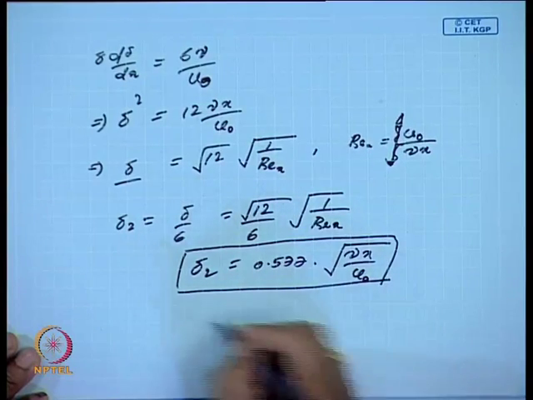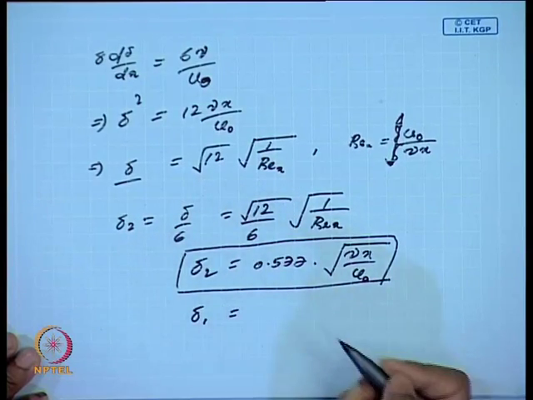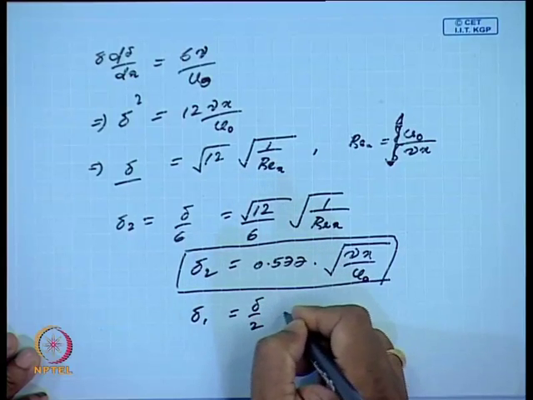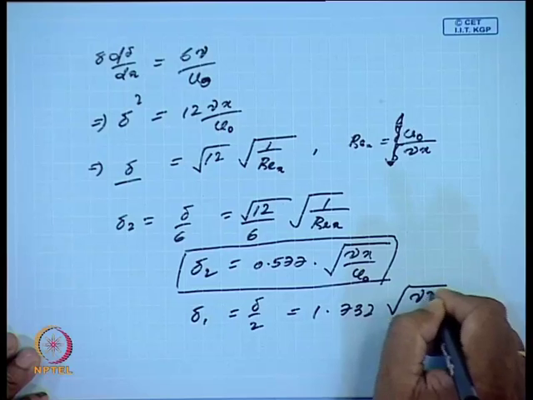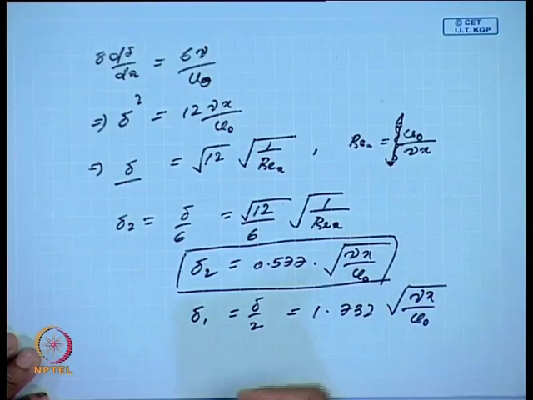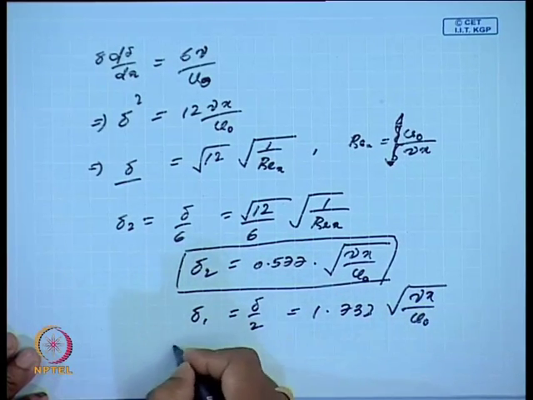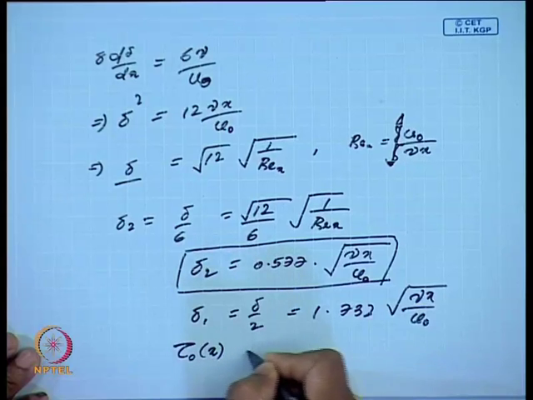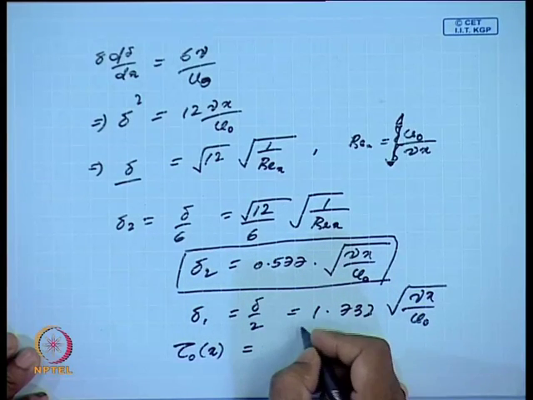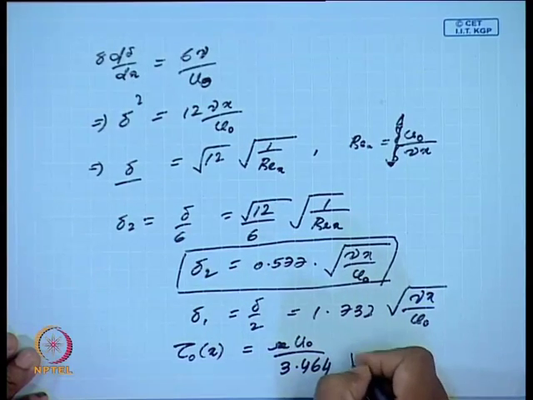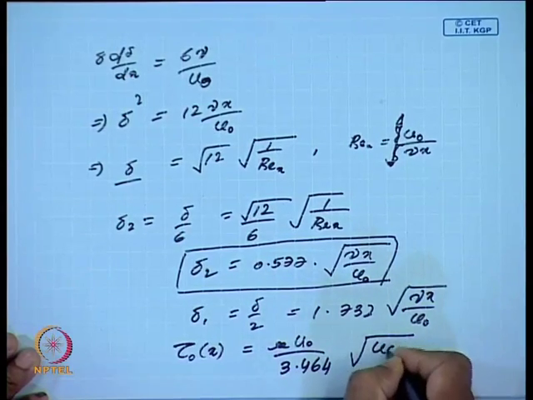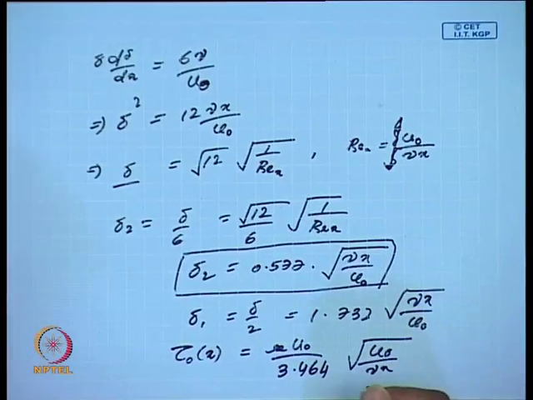And in a similar manner, if I look at delta 1, I will see easily that it is nothing but delta by 2, and it will be 1.732 into nu x by u naught. And in the process tau naught x, that is the wall shear stress, one can easily find that this is mu u naught by 3.464 into u naught by nu x. This will be my wall shear stress.